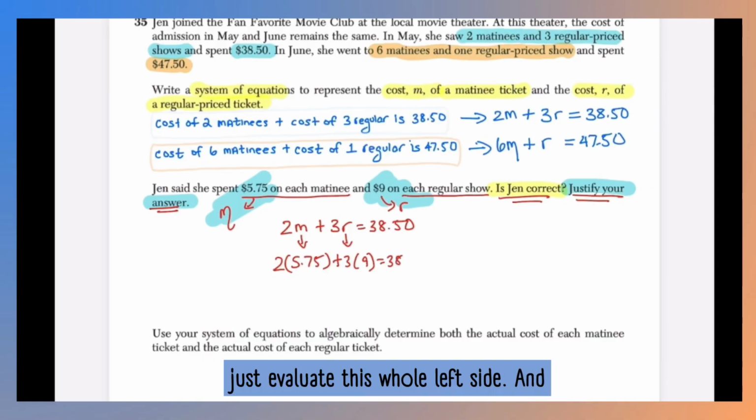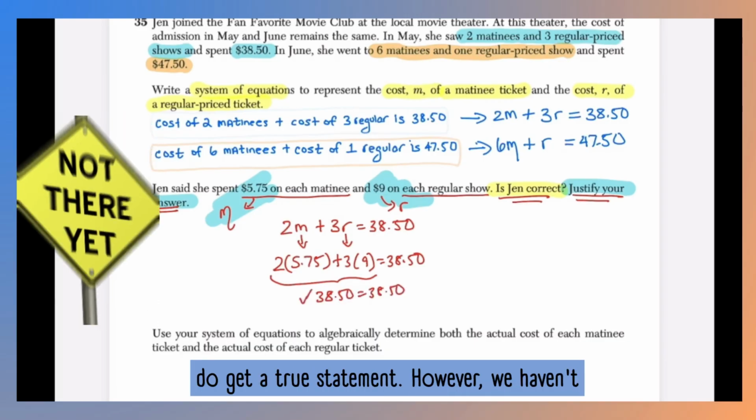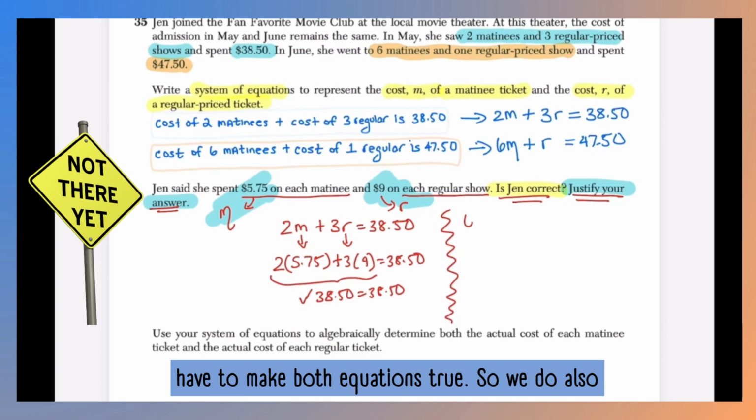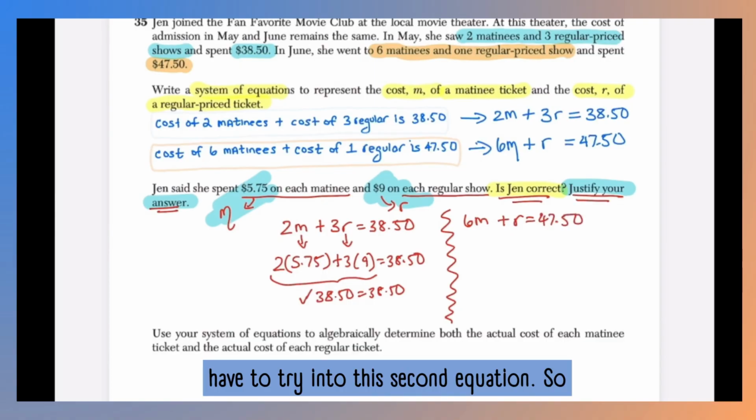And we're going to go ahead and just evaluate this whole left side. And when I do that, I'm going to get 38.50. So I do get a true statement. However, we haven't answered the question because, like I said, these 2 values have to make both equations true. So we do also have to try it in this second equation.